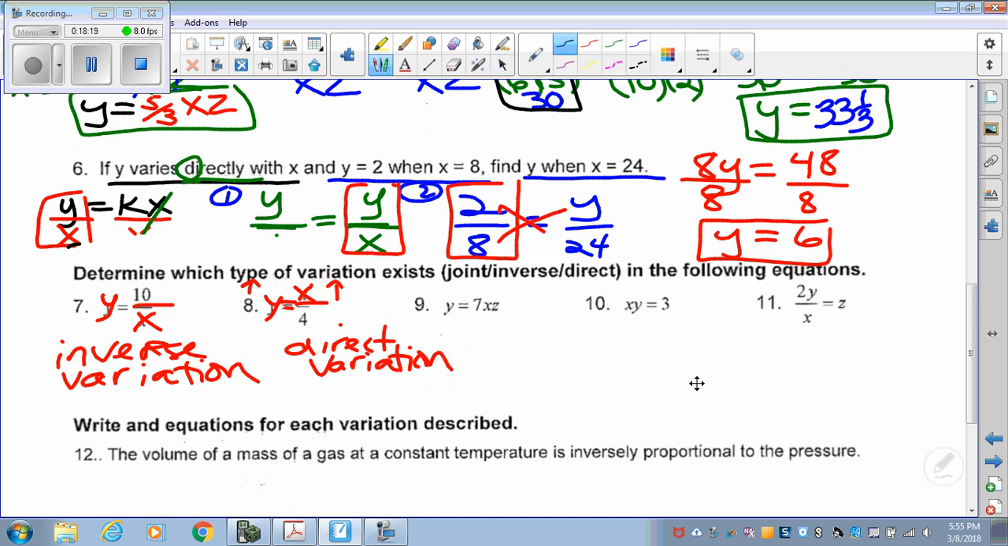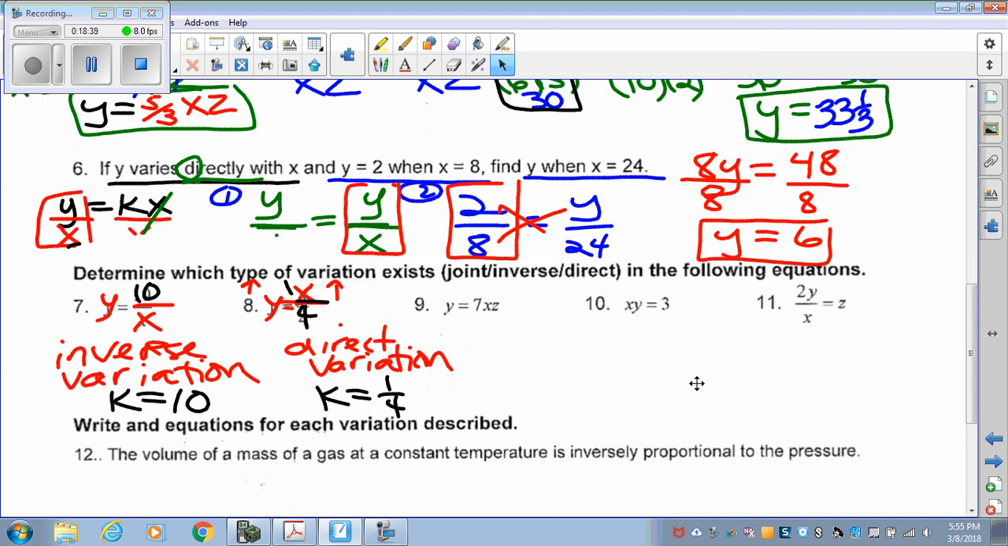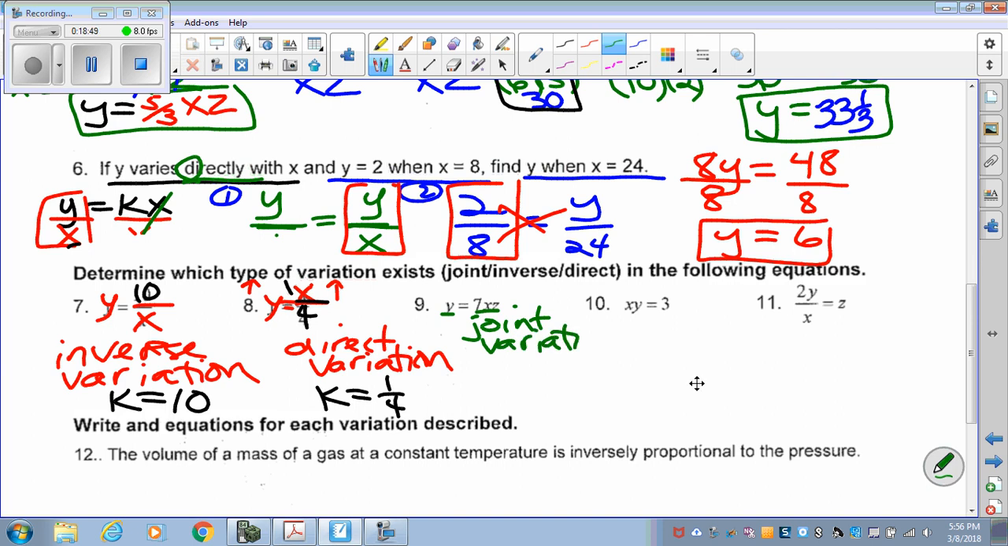Okay, this 1/4, that would be your constant. K is 1/4. Your constant of variation will be k. Here, going back to number 7, is 10. That is your constant of variation, would be 10. Right? And then notice number 9, we've got y and x and z. So that is a joint variation. That's the easiest, I think, because it's the only one that has 3, right?